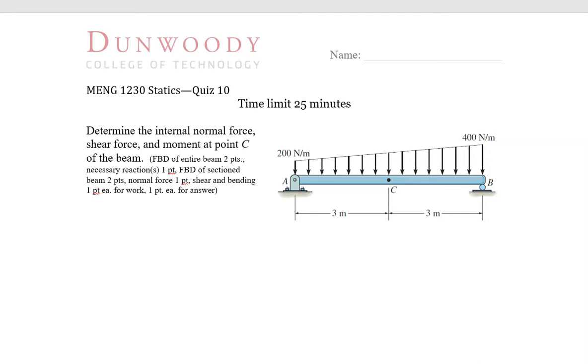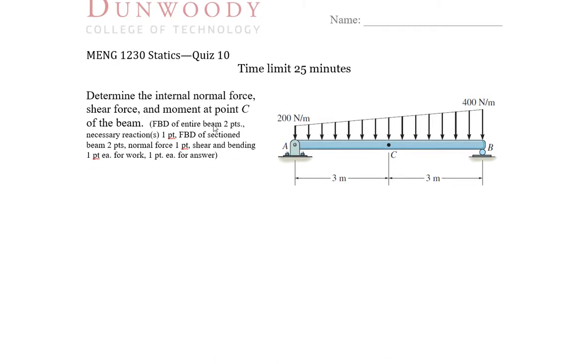We'll work through the solution to Mechanical Engineering Statics at Dunwoody College. This is quiz 10. We have a simply supported beam, with a pin support at the left end and a roller or bar at the other end to give it just a normal force.